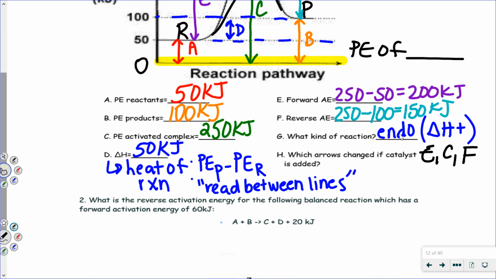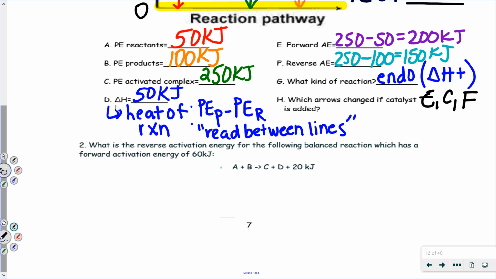All right, we're going to do one more example problem on the bottom of page 7. This one's a little bit tricky. This is like a bonus challenge type of problem. But this question says, what is the reverse activation energy? So this is what I'm looking for: the following balanced reaction, which has a forward activation energy of 60 kilojoules. So they give us this reaction.